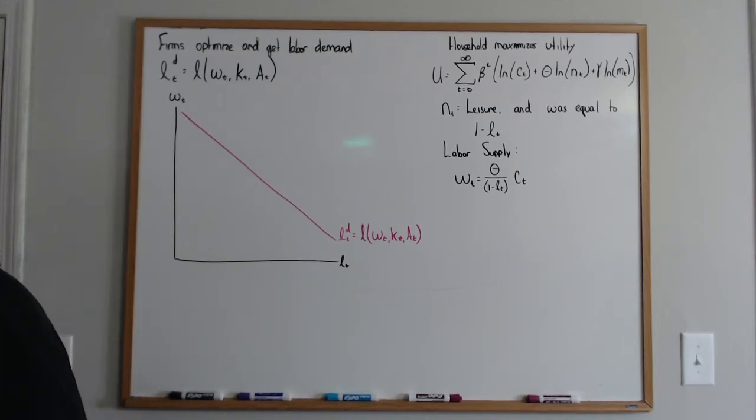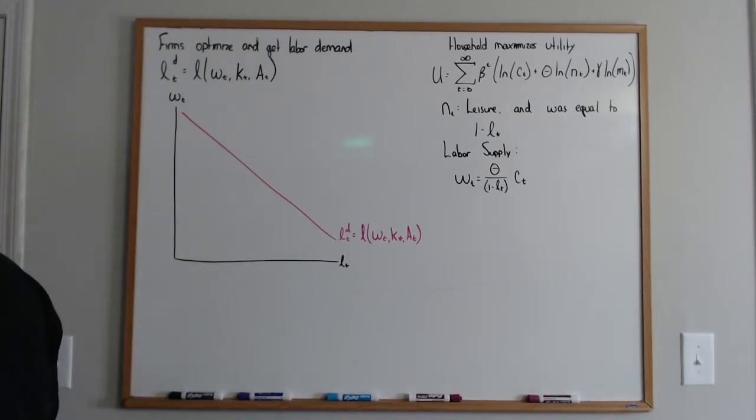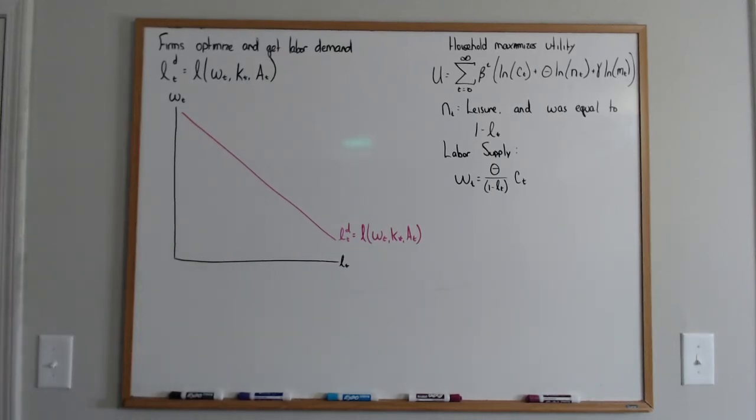Right, so if you consider that labor demand was downward sloping, you would probably be in the right ballpark in assuming that labor supply would be upward sloping. Give me just one moment.